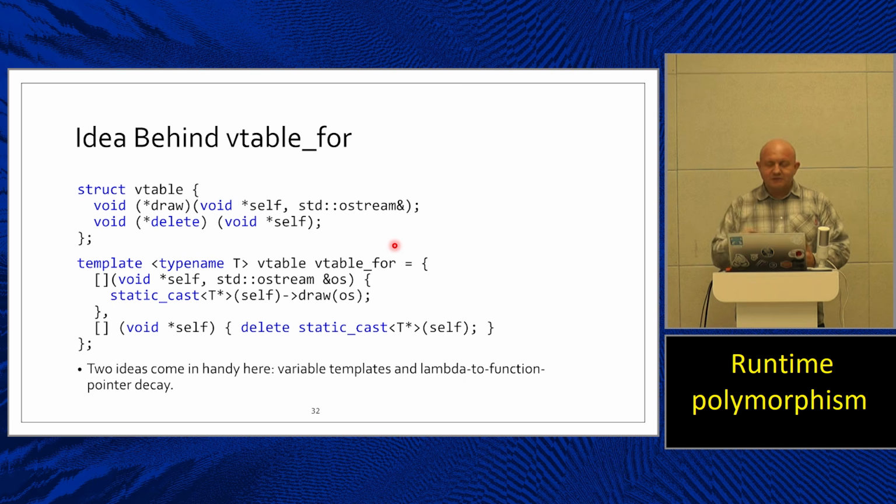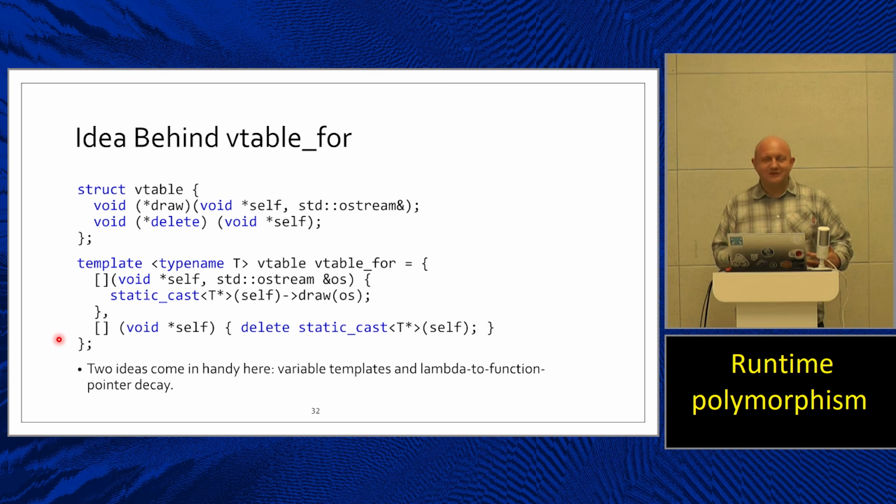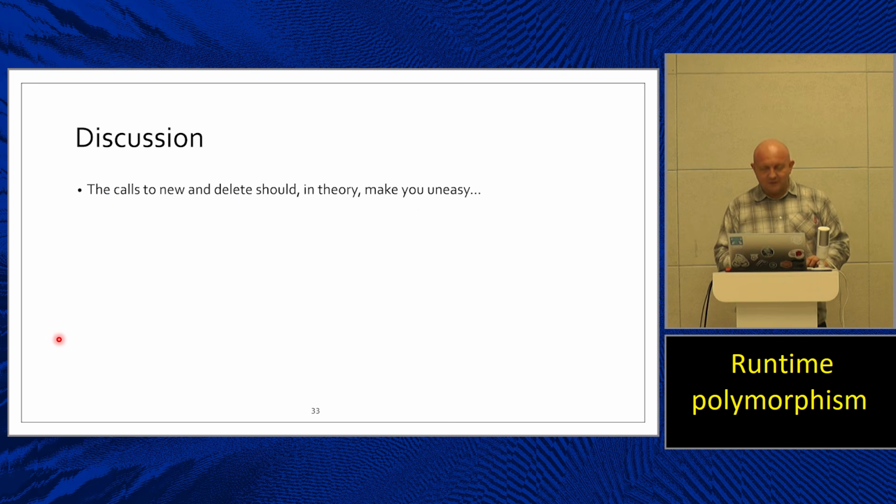And two modern C++ features make this elegant: variable templates and the automatic decay of captureless lambdas to function pointers. So for each concrete type, we generate exactly one tiny dispatch table stored in global memory, like normal vtables do. And this is essentially what the compiler does for virtual functions. But here we control it manually.